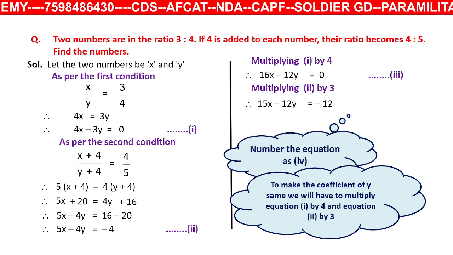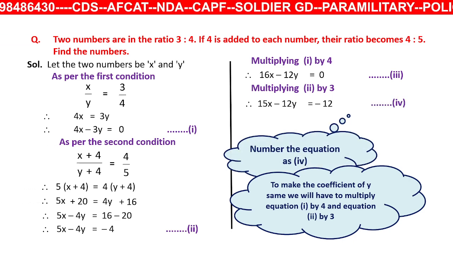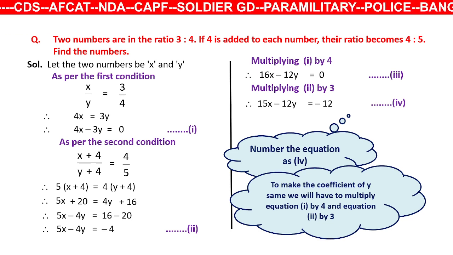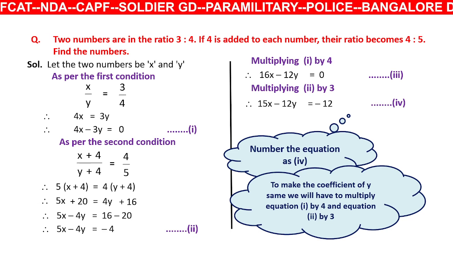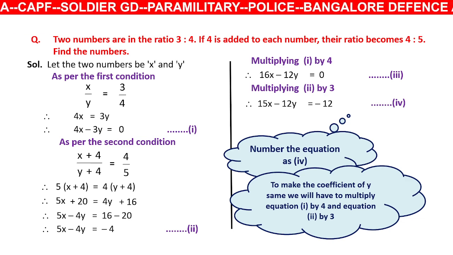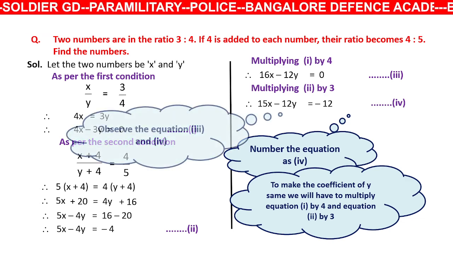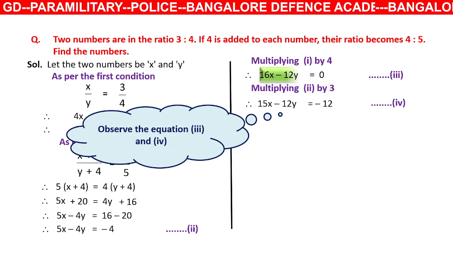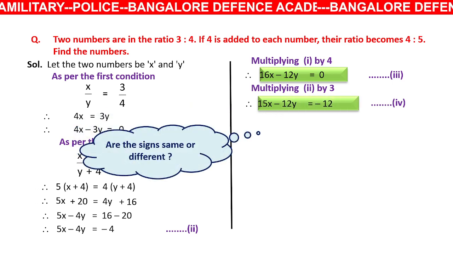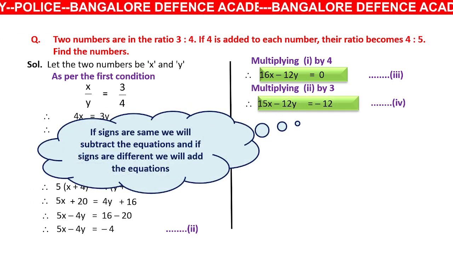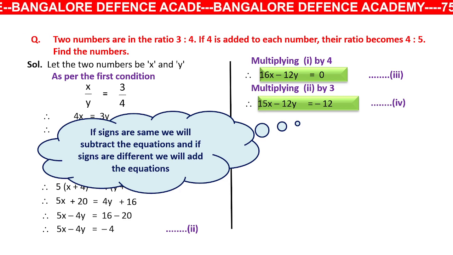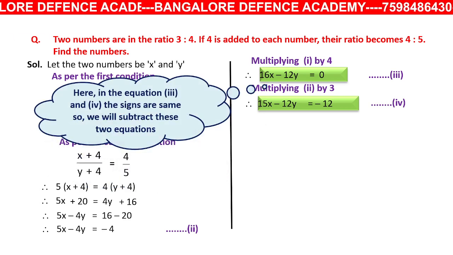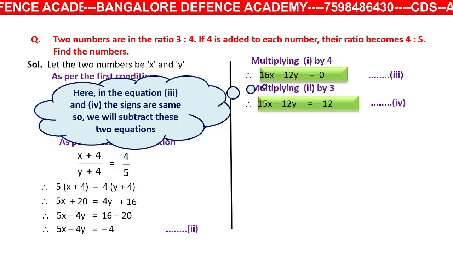Now after that you have to check whether the coefficients, the constants in front of the variables, are the same or equal, and whether they have the same sign or different signs. So observe equations number 3 and 4. You can see whether the signs are same or different. If the signs are same, we have to subtract, and if the signs are different, we have to add. So here we will have to subtract these two equations.